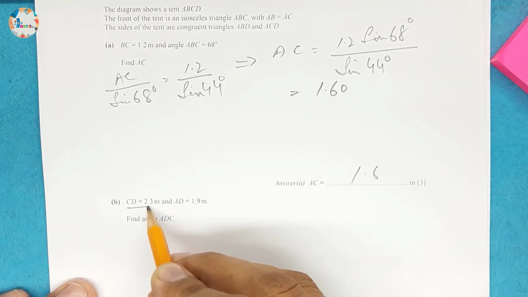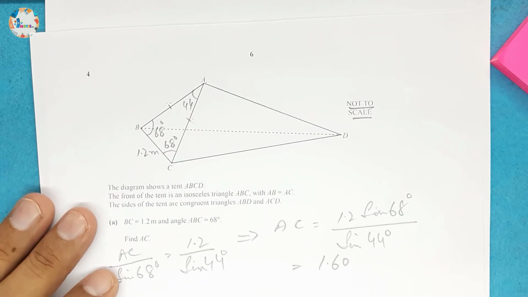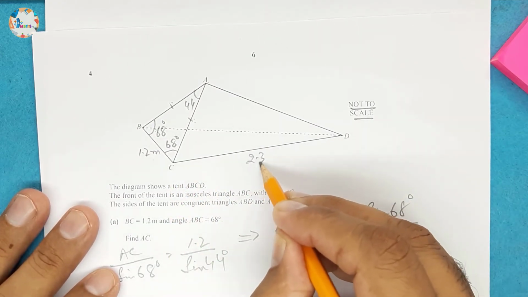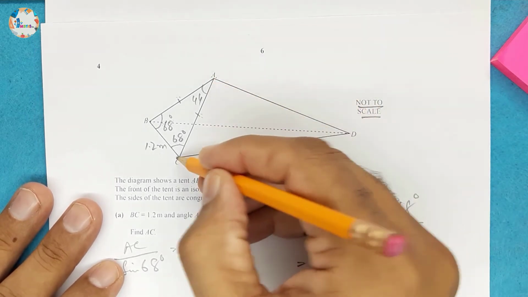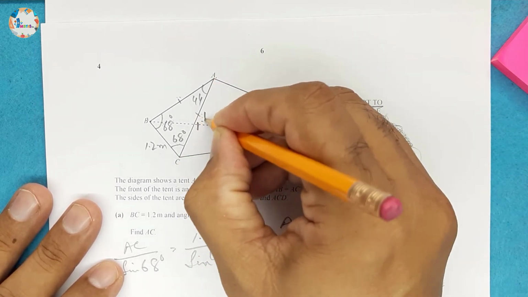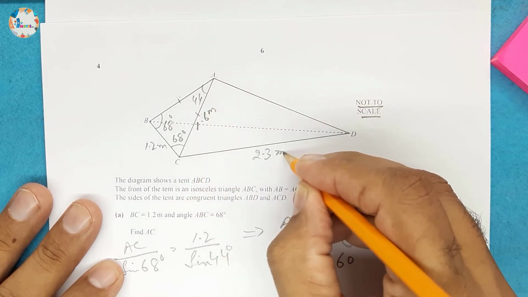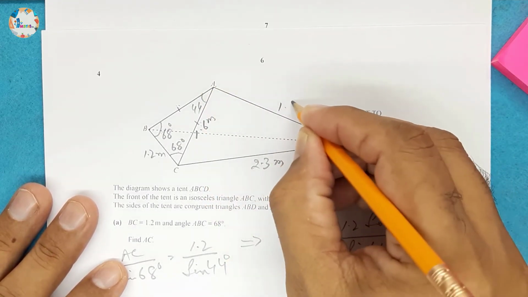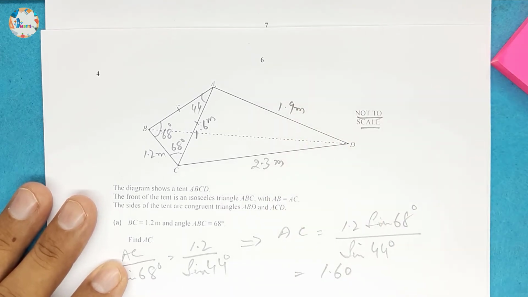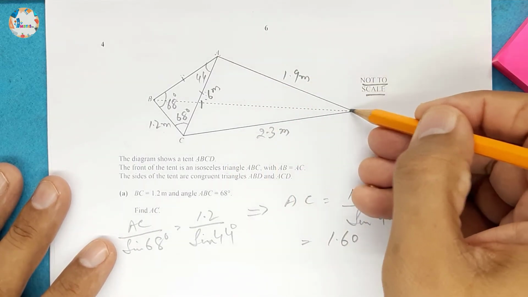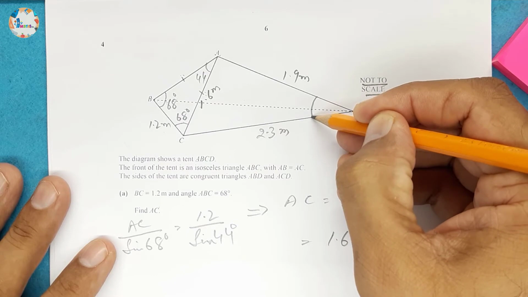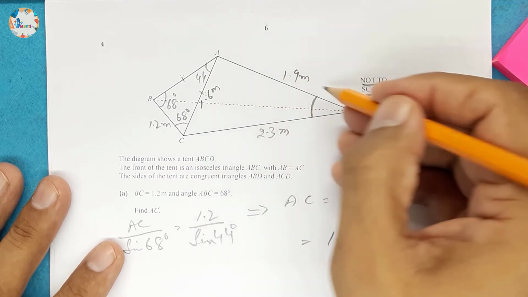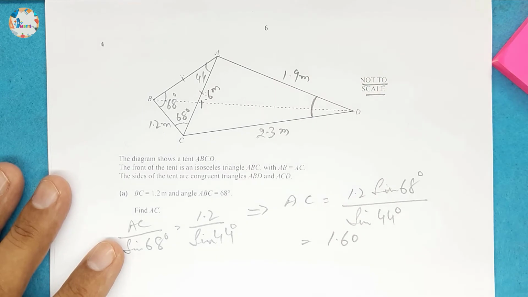Then part B, CD is equal to 2.3, and AC we have calculated, which is 1.6 meters. Now they are saying AD is equal to 1.9. AD is this side, which is 1.9 meters. These measurements are given. Find angle ADC. Basically this angle is required. We have all three sides, so we can use the cosine rule.